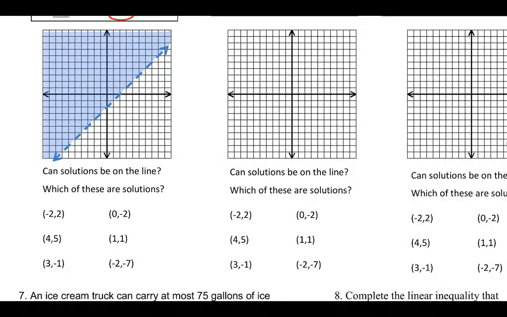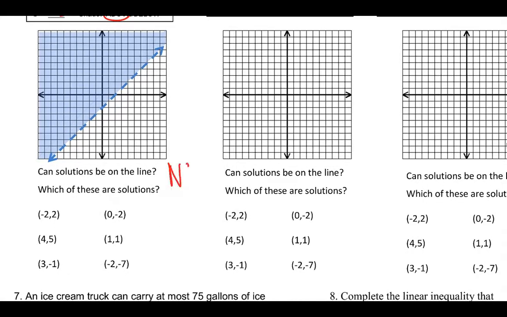So first off, can solutions be on the line if I plot a point on there? No, because it's a dashed line. If it were solid, yes, they could be on the line, but since it's dashed, it's a no-go. Which of these are solutions?